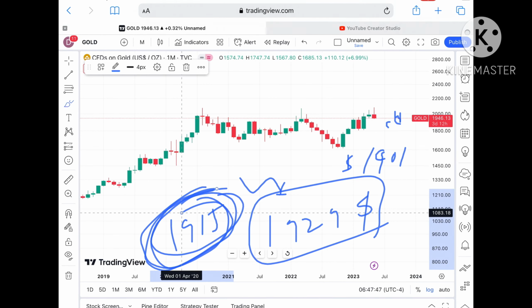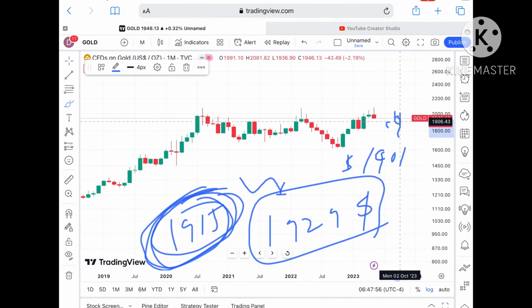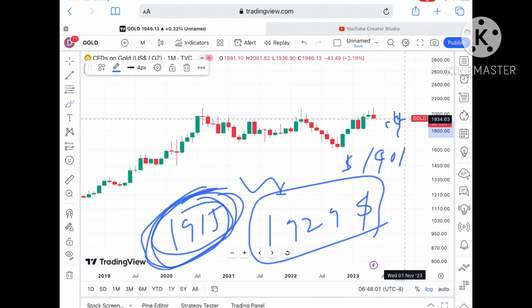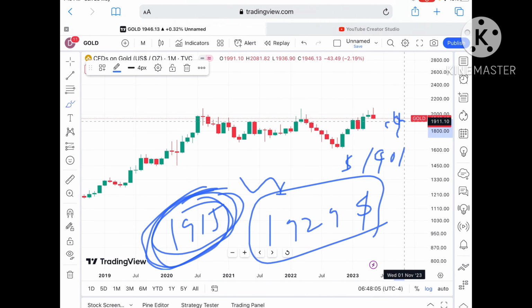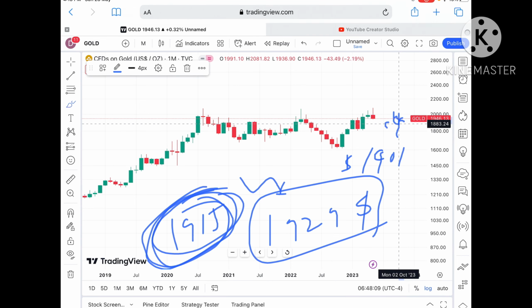Okay, once the price falls below a level of 1987, chances of going towards a level of 1929. So once the price falls below 1929, chances of going towards 1915 will be there, and from there we can see it can go towards 1911, and from there we can see a level of 1906, and then we can see a level of 1978.